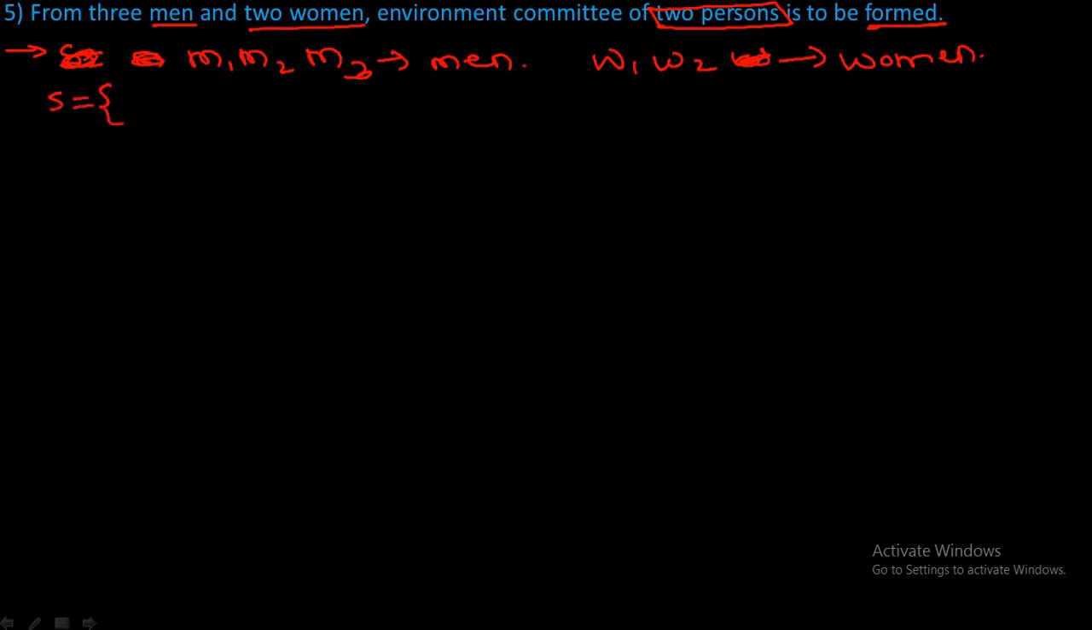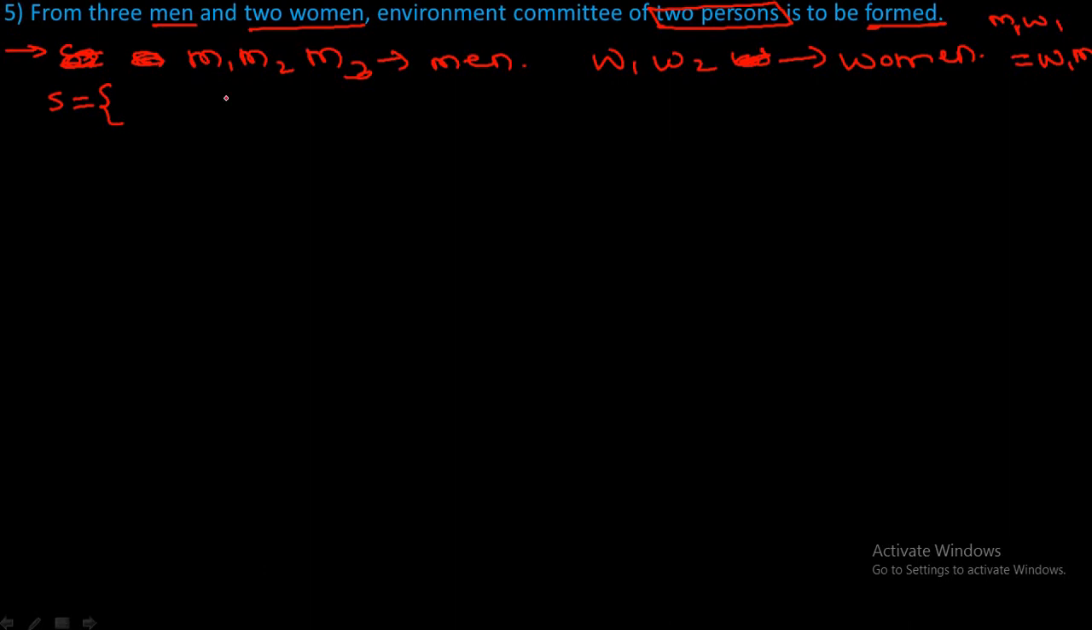Sample space S, we want to form the two-person committee here. If such a type of committee formation is there, please don't misunderstand that M1, W1 is different from W1, M1. This is the concept you should remember. M1, W1 is equal to W1, M1, both are equal. So you have to write only one time. Don't write M1, W1 separately and W1, M1 separately. They are the same, that's why we should write only one time.